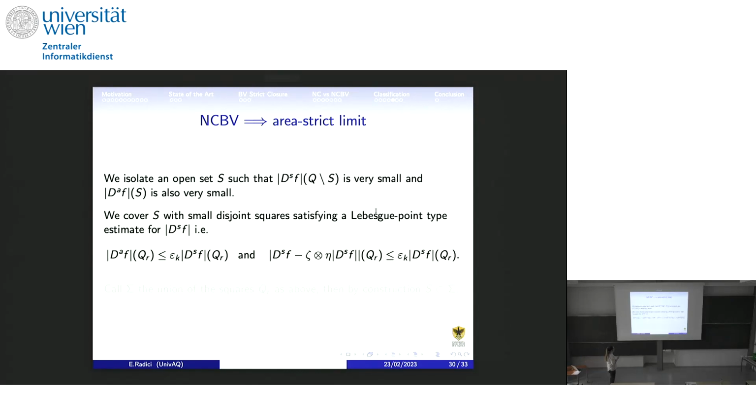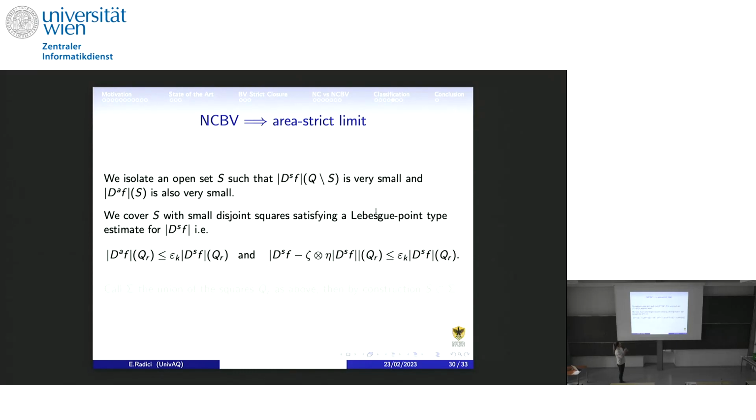Okay, and then basically what you do, you cover S with the union of essentially disjoint squares, which satisfy a Lebesgue point type estimate for the total variation of the singular part of the gradient. So on these squares covering S, you have very few absolutely continuous part of the gradient. And let's say the singular part there is behaving most likely just in one direction on this square. This square is so tiny, you can imagine that at the center of the square, this is not true what I'm saying, I'm cheating, but it's just to give you the idea.